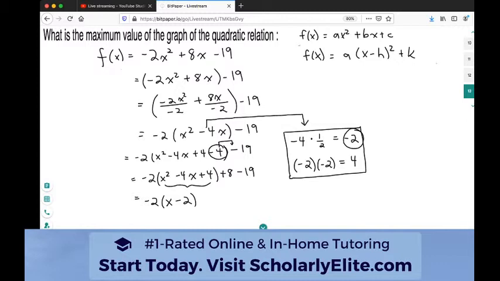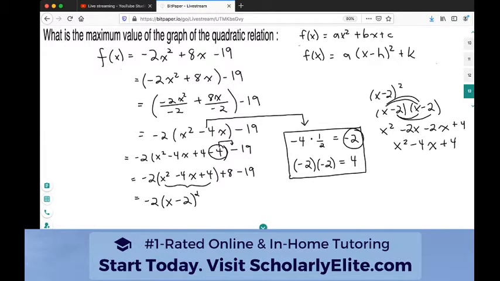Which makes sense, because if I had x minus 2 squared, I'll show you an example here. x minus 2 squared is the same thing as saying x minus 2 times x minus 2. And if I use my FOIL rule, x times x is x squared, x times negative 2 is negative 2x, negative 2 times x is negative 2x, and negative 2 times negative 2 is positive 4. So we get that perfect square. So this is just another way of saying this. It's the same thing, you're just saying it differently.